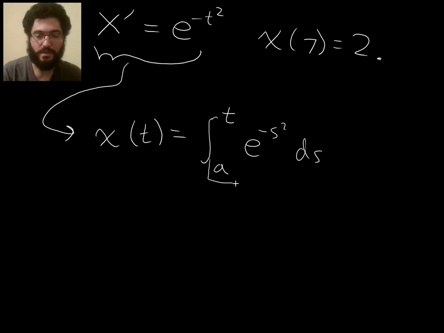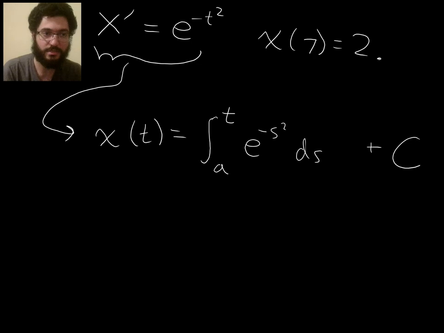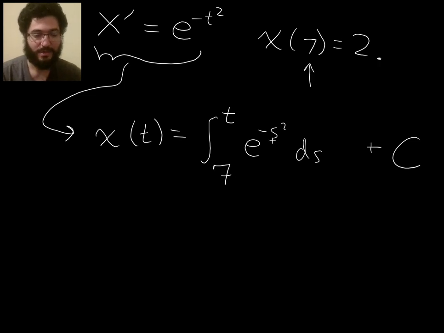And I can choose anything I want here for A. And if I choose something specific for A, then I can throw on the plus C, and I still am looking at a general solution. So that would be fine. And what should I choose for A? How about 7?